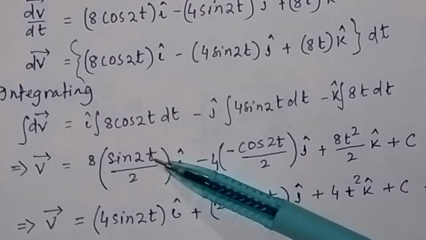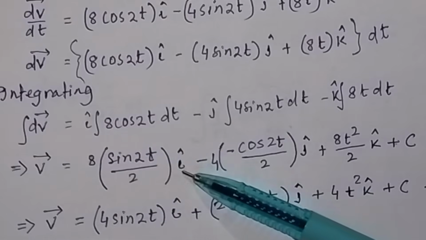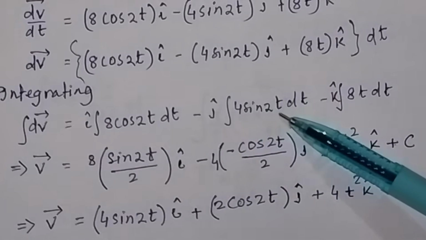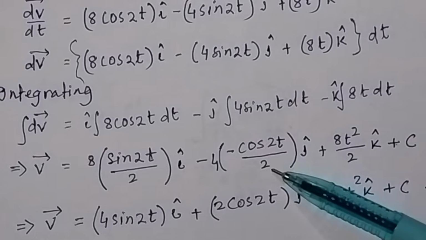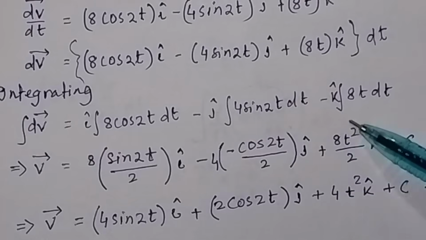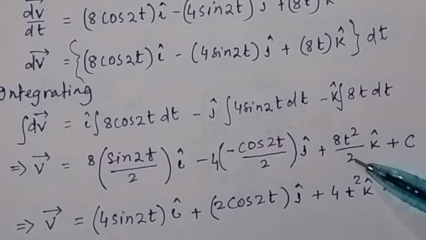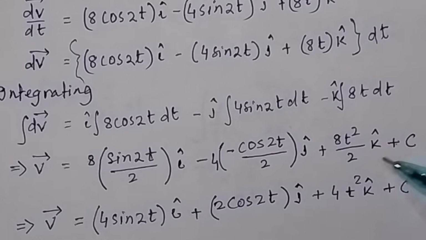So the integration of dv equals v, and for 8 cos 2t dt, the integration of cos 2t dt is sin 2t divided by 2, and you have the constant 8, with i cap. Minus 4 into the integration of sin 2t dt, which is minus cos 2t divided by 2, into j cap. Plus the integration of t dt: 8 is a constant, you can take it outside. The integration of t dt is t square by 2, k cap, plus c. Because it is an indefinite integral, you have to add a constant of integration c.